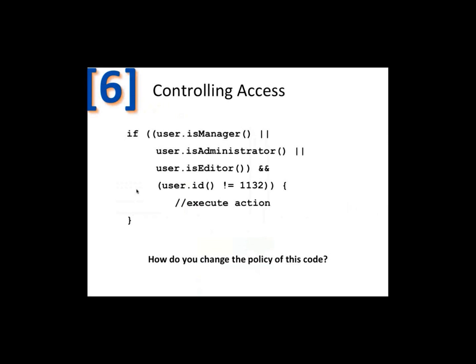Now, access control is normally programmed using roles. If the user is a manager, or if the user is an administrator, or if the user is an editor, or if the user is not user 1132, let them do it. And the thing is, this is hard coding of roles in your code, which means that every time I want to change the policy, I've got to change code, and that's not a good idea. So I'm going to recommend the Apache Shiro project, but more importantly, I want to talk to you about how to do access control checks in your code.